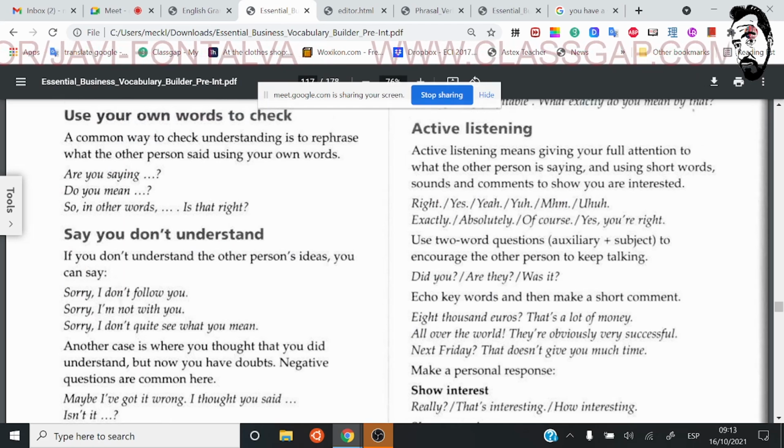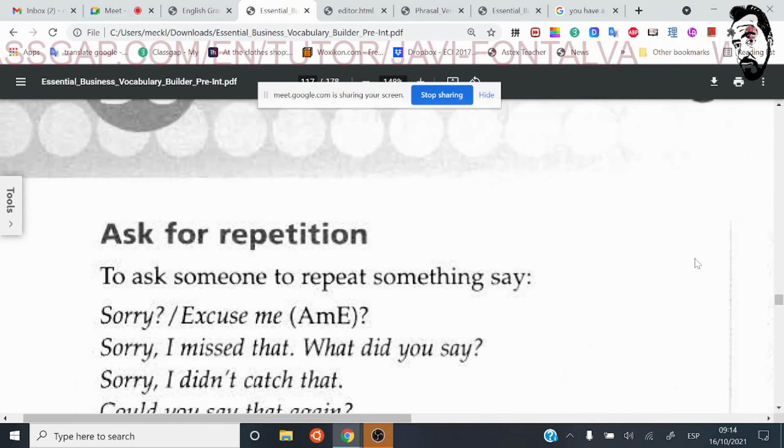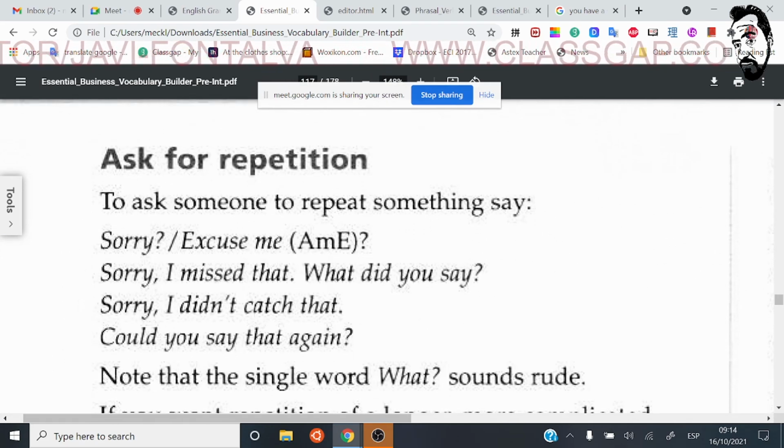Okay. Now we're gonna do typical expressions we use to check, clarify, or actively listen. So sometimes you're talking to someone and you don't understand. You need the person to repeat something. So there are several ways. Typical way. Sorry? Excuse me? Oh, sorry. I missed that. What do you say? So I missed that. No, lo perdí. I missed that.